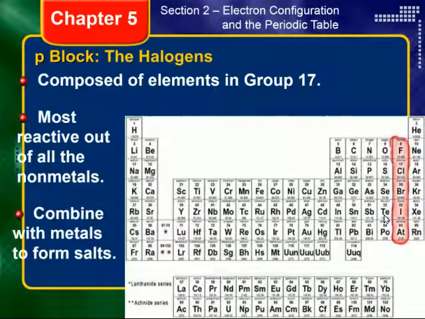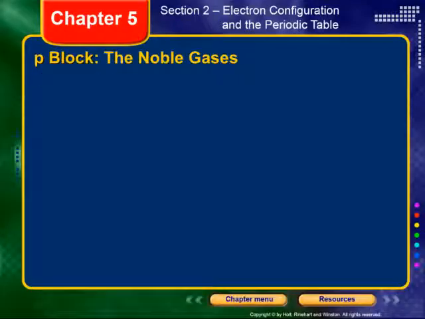They are the most reactive elements out of all of the nonmetals. Out of all the nonmetals over here on the right side in the p block, the halogens are the most reactive. They combine with metals to form salts. Remember when we started this whole shebang, we talked about elements over here on the left side of the periodic table bonding with halogens to form salts. It goes the other way around.